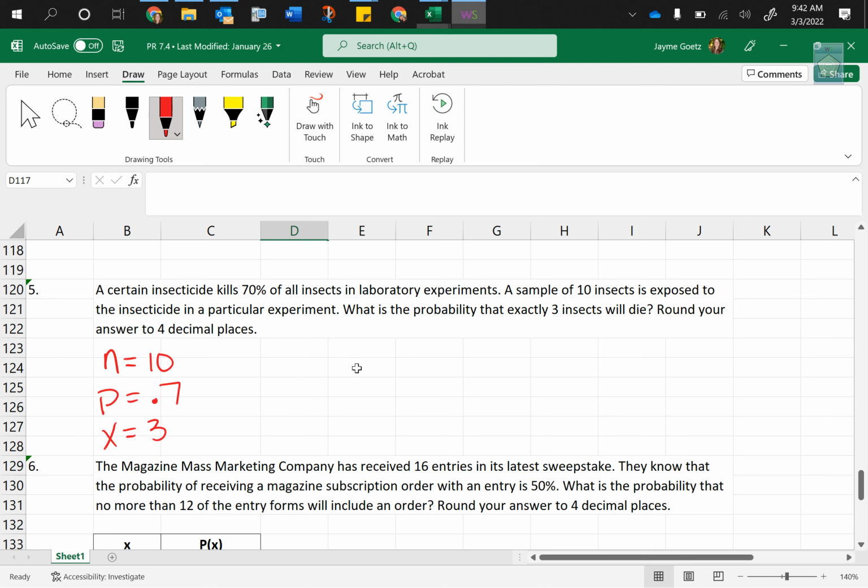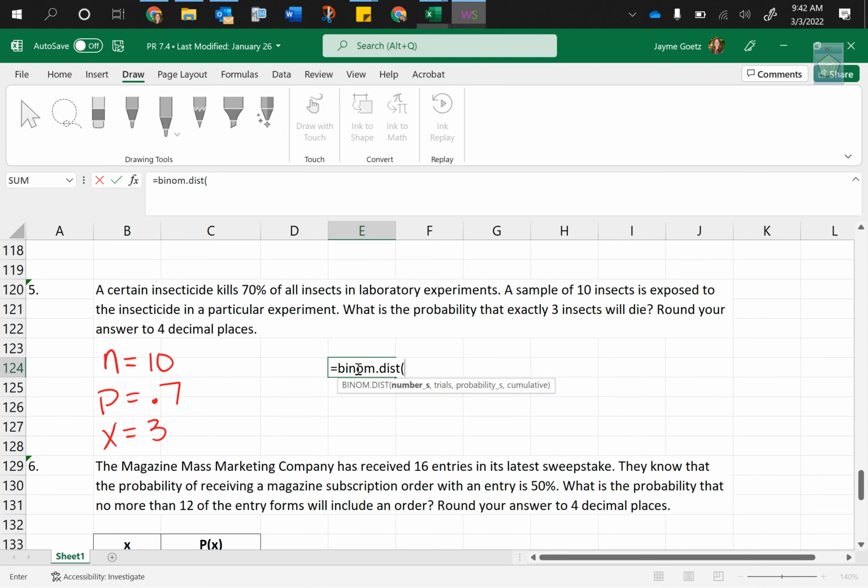Let's type it in. So I'm going to go equals binom.dist. And we can put in all of that information. The number of successes we said was 3. The number of trials we said was 10. The probability of success was 0.7. And again, we want 0 or false. We don't want it to accumulate. We only want exactly 3. Okay, we only want exactly 3. And what do we get?